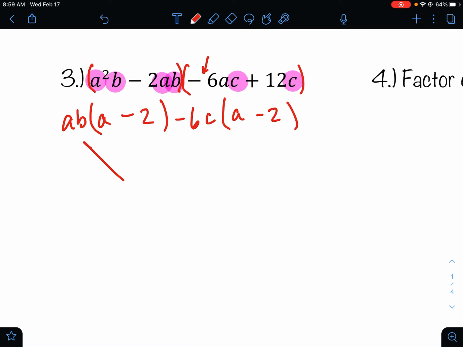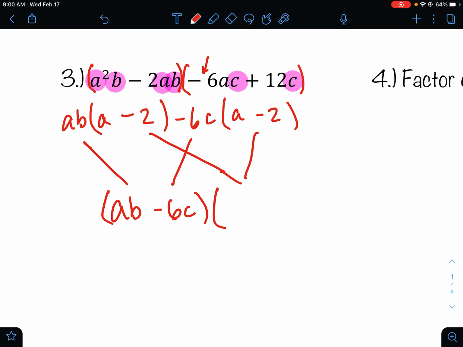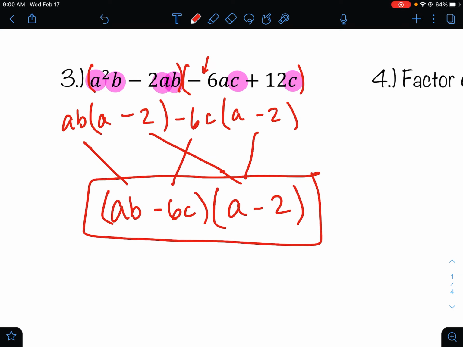The final step in grouping is to then bring the GCFs together in the same parenthesis, like so. And then the two common ones will come together in the same one. So A minus 2. And that is factoring by grouping.